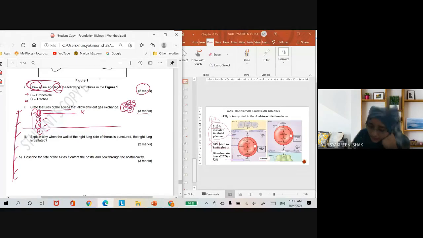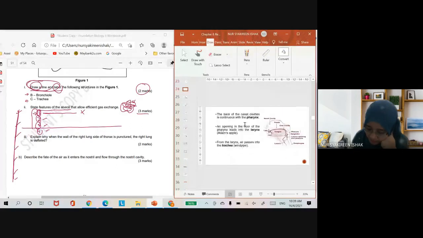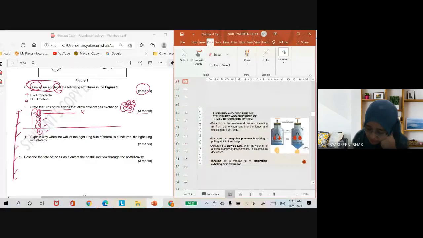Salah ni. Kalau kita tengok sekejap, kita tengok dulu gambar rajah ni. Boyle's law ni. So according to Boyle's law, when the volume of a given quantity of gas increases, pressure decreases. So when you inhale, you want to increase the volume inside the thoracic cavity, your lung, so that the pressure decreases, so that the atmospheric pressure is higher compared to your lung.